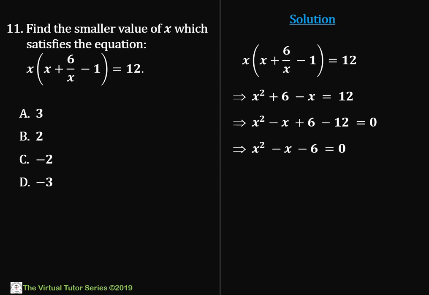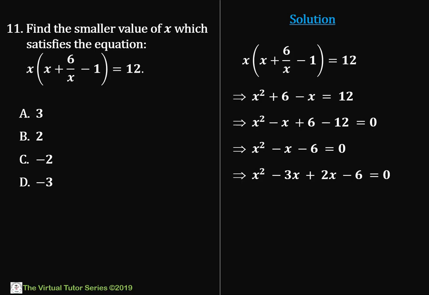1 times negative 6 is negative 6. So two factors of negative 6, which sum up to negative 1, are negative 3 and 2. Now, let's replace negative x with negative 3x plus 2x. So our equation now becomes x squared − 3x + 2x − 6 is equal to 0.